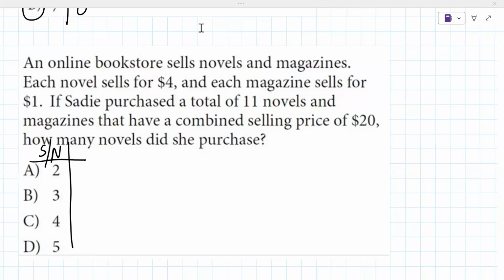The number they gave us is the amount of magazines, right? This is how many novels. So it's like, I guess I would call it N. She buys both novels and magazines. I was trying to say like Sadie's novel or something, but it's probably better just to use N for that.